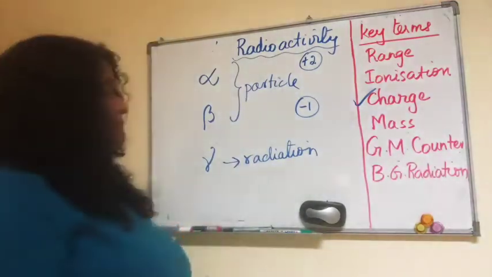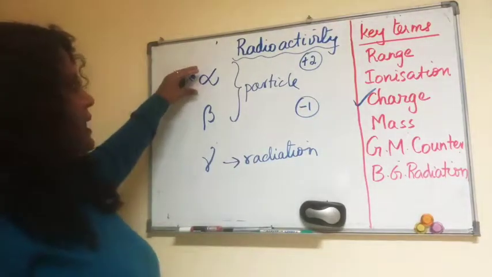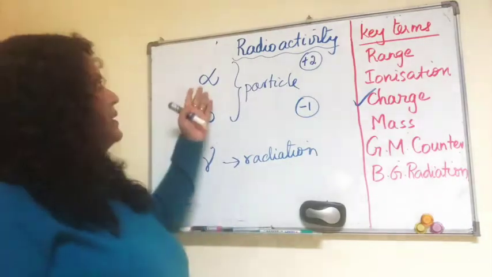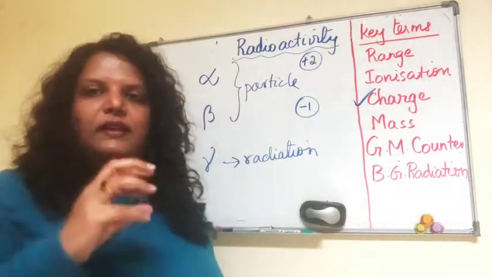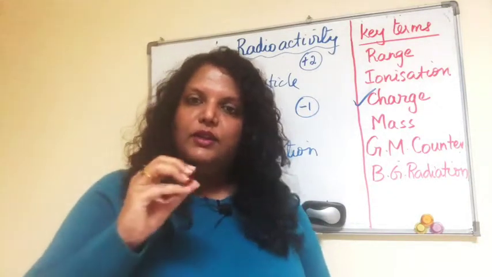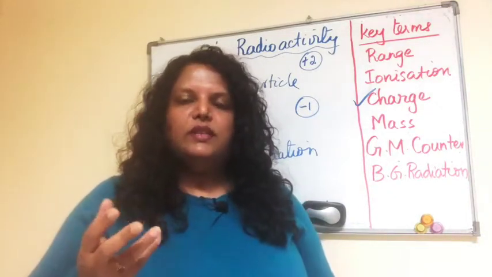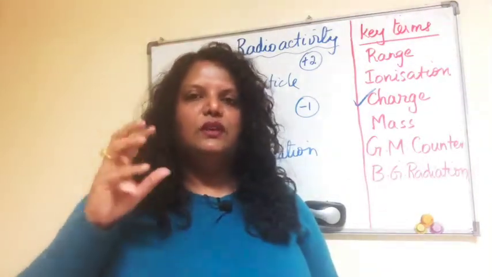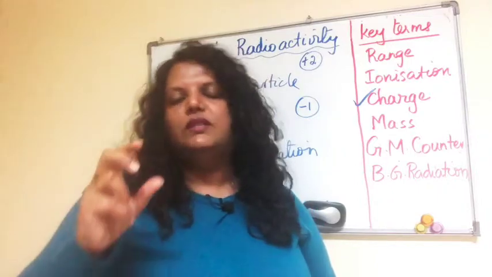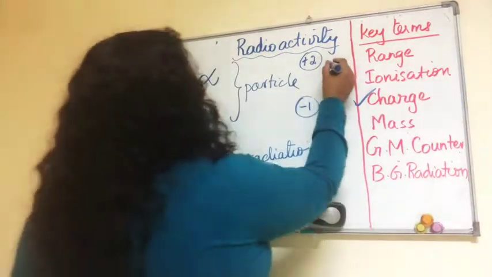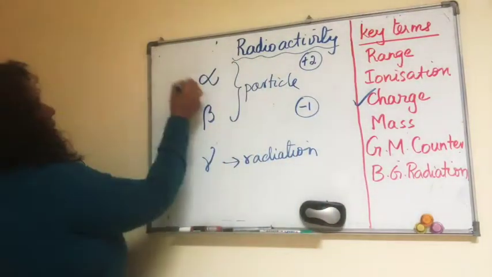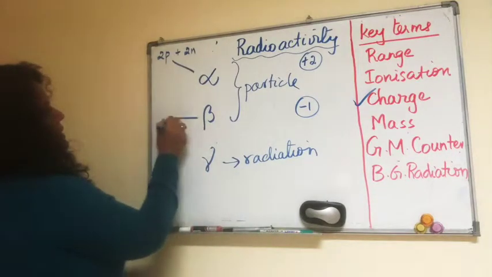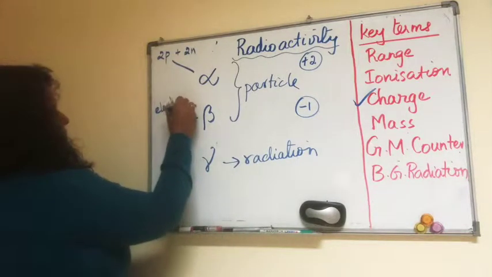It's a radiation. Now, when they analyzed its mass through a series of experiments, it came to a conclusion that alpha is very similar to a helium nucleus. So what does a helium nucleus possess? 2 protons and 2 neutrons. So alpha is similar to a helium nucleus, which is 2 protons plus 2 neutrons, and beta is very similar to an electron.